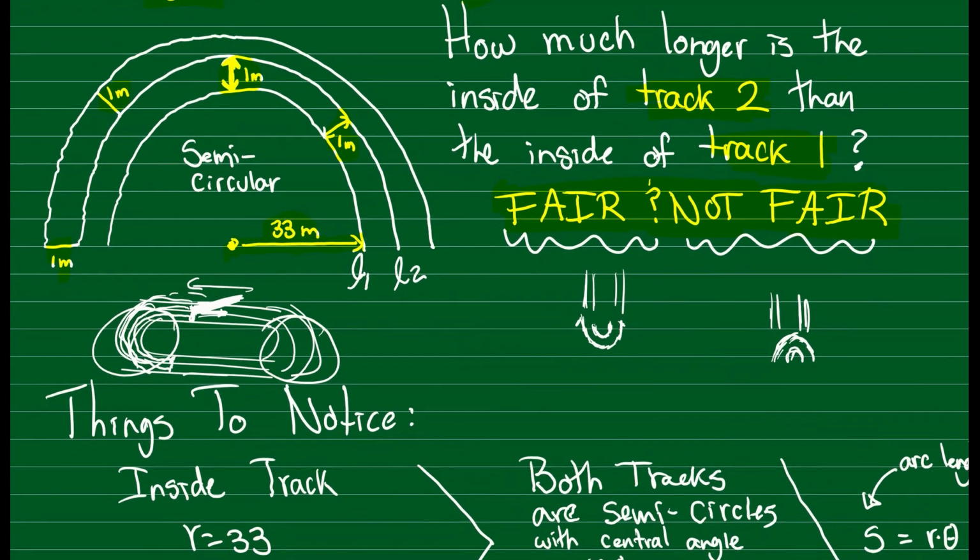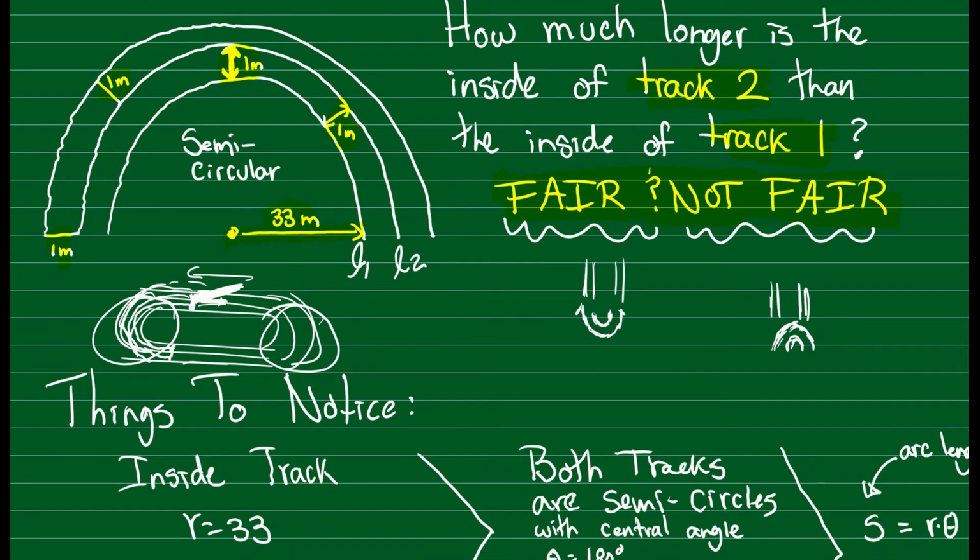So here's the problem. We have two runners, one in lane one and one in lane two, and they want to stay as close to the inside as possible because that will be the shortest distance for them to travel. All right, so we want to know how much longer is one track from the other one if they in fact decide to run along this particular line.